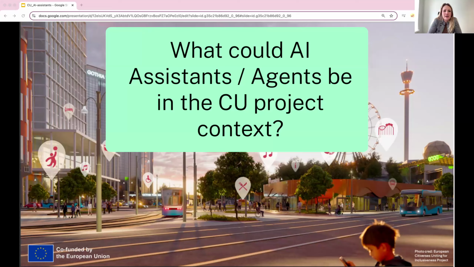So perhaps as my final closing slide, I would like to challenge a little bit: what could AI assistants and agents be in the CU project context? There are already quite good discussions about the AI agents, and that's been taken further at the concepting level, and I'm sure that will be shared also at some point. But I think it's good to think, could we perhaps merge digital and physical even more, use AI, and also bring real-time data to the context? How do we merge the digital and physical even more in our projects?